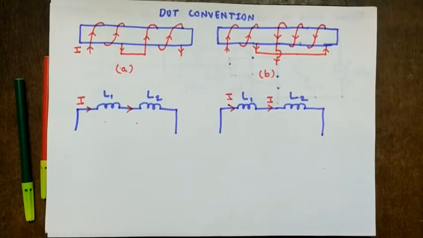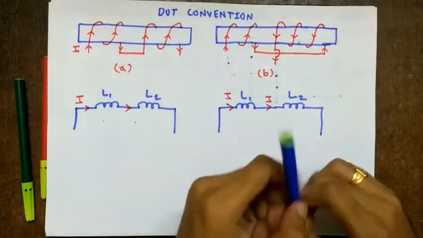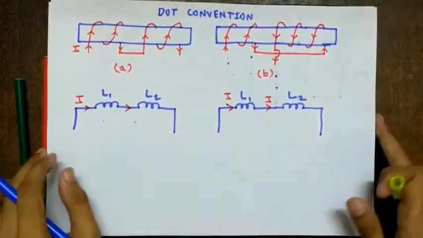So the next part is 1.2, which is about self-inductances and mutual inductances. The important topic from the exam point of view is the dot convention. So let's start with that.